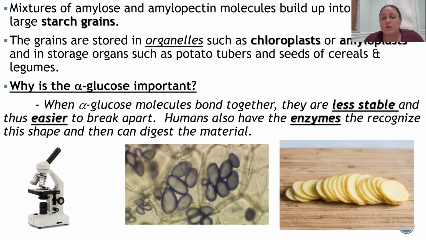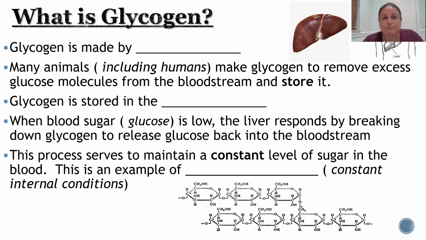Now, the alpha glucose is also important for us humans, because they are easier to break apart. We said that they were highly branched, which makes it easy for plants to break them apart if they need the energy, but it also makes it really easy for animals to break off those glucose molecules and digest them to make energy. And so as humans and other animals, we have these enzymes, and I usually picture enzymes as little tiny Pac-Man that can go in, recognize their shape, and break it apart and digest the polysaccharide into those monosaccharides that we can then use as an immediate energy source.